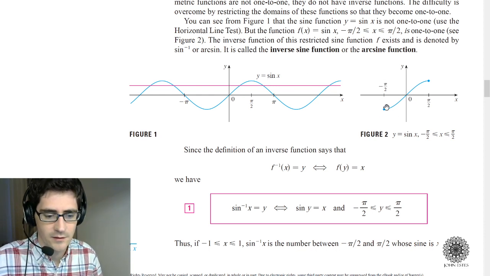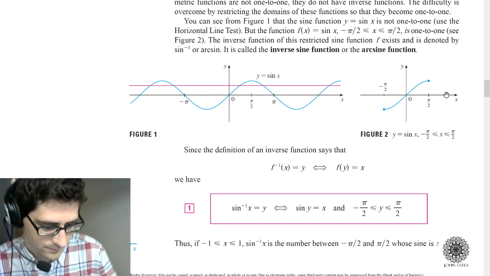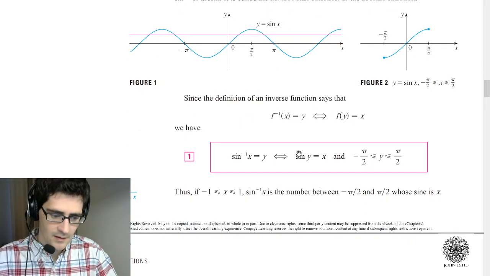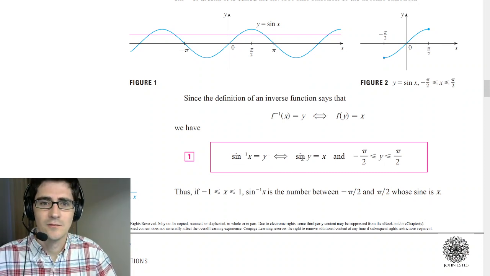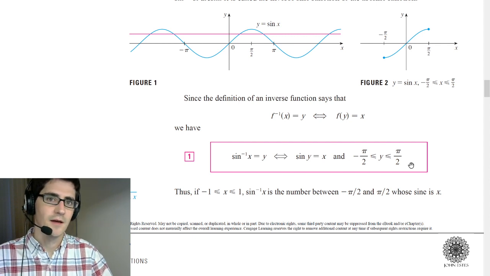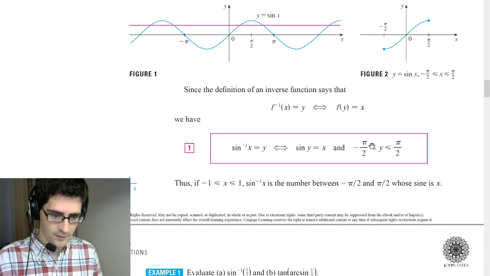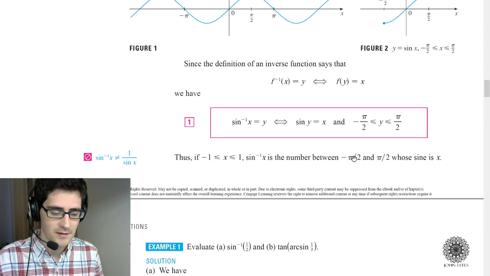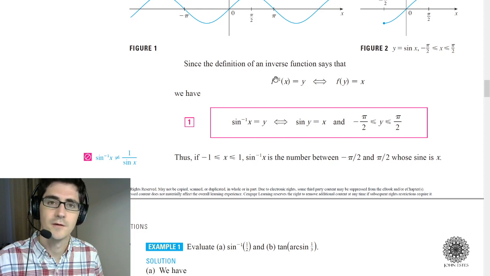But if we leave it on a closed domain from negative pi over 2 to pi over 2 for the sine curve, now it passes the horizontal line test. So when I say sine inverse, that's what I mean: sine inverse of x is y if and only if sine of y equals x, and y is in the range negative pi over 2 to pi over 2. That way I stay good with the horizontal line test. So sine inverse only gives me solutions from the fourth quadrant up through the first quadrant.